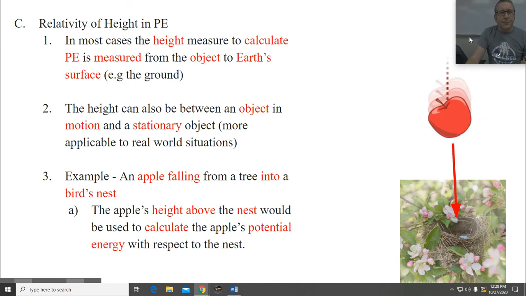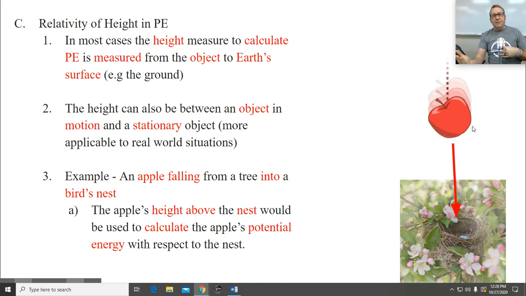That's the majority of the time. But we can also measure the gravitational potential energy between an object in motion and another stationary object, which is really more applicable to real life.